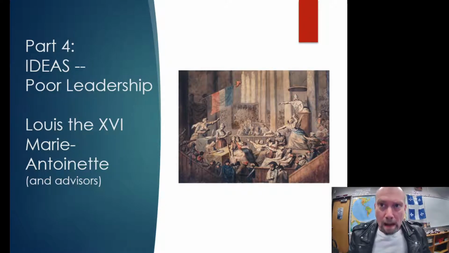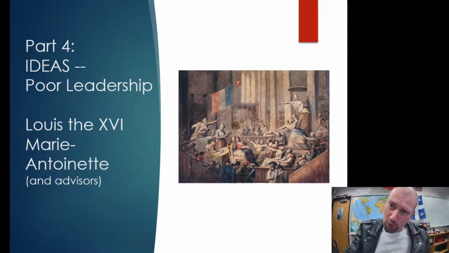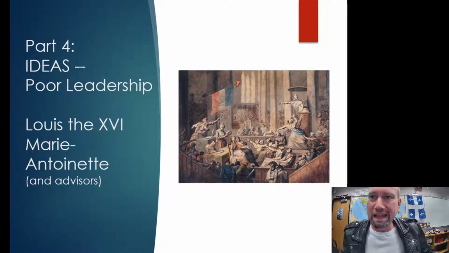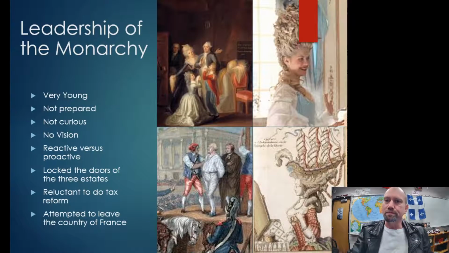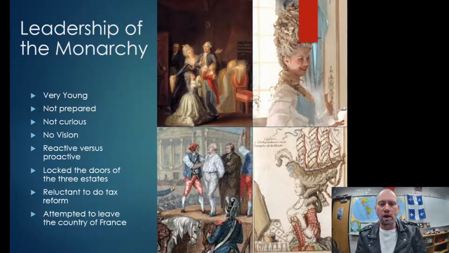here we go on with the next part, part 4. We're going to talk about poor leadership. Now, in particular, monarchy. However, Necker himself made some mistakes, and some of the advisors made some mistakes. But leadership is just such an important life lesson when you're looking at history, because leadership skills will matter in your life. No matter where you are, whatever you're doing in life, you can learn from other leaders to see what works and what doesn't.